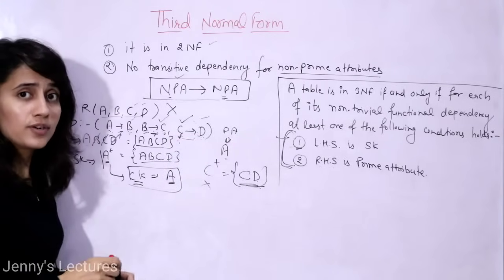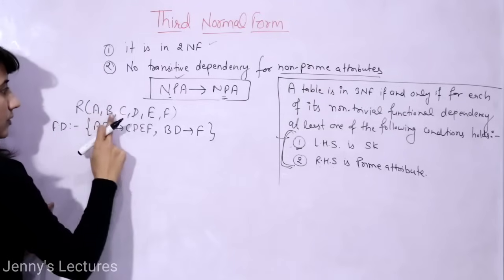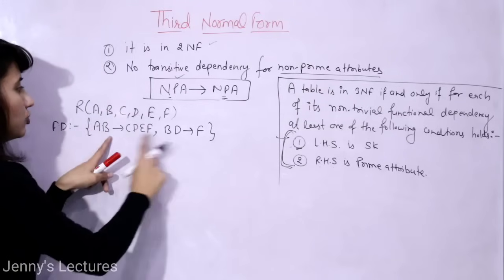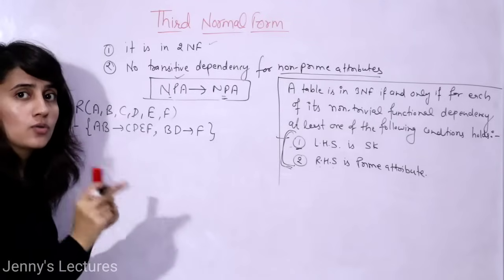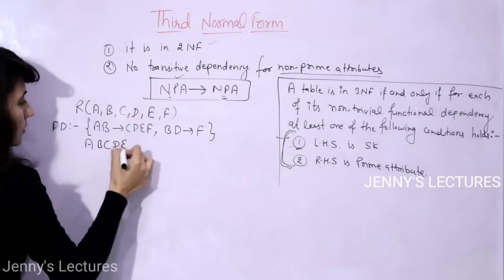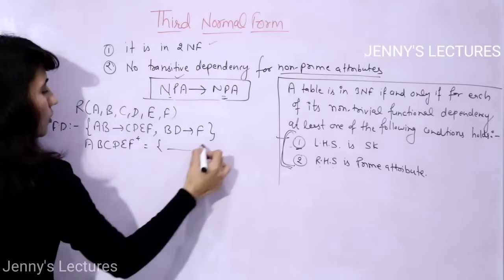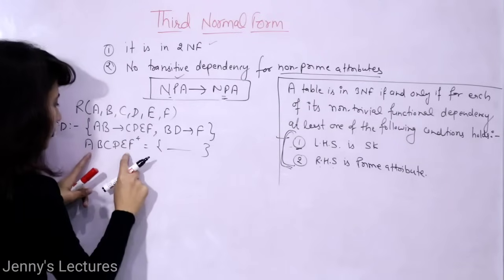Now let's take a different type of example. So let us take this example here. We have attributes A, B, C, D, E, F and these two functional dependencies are given, right? Now first of all, obviously find the candidate key here. Now the candidate key is ABDE. This closure would contain all the attributes, so this is definitely a super key. Now try to discard the attributes from here.